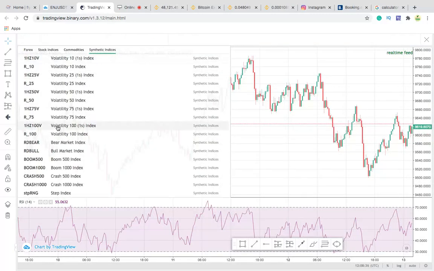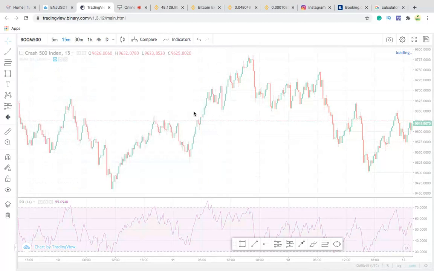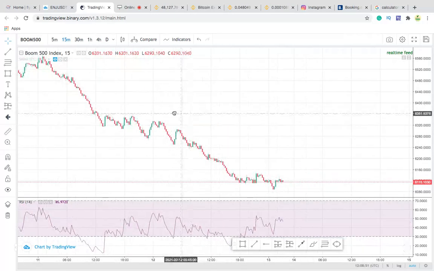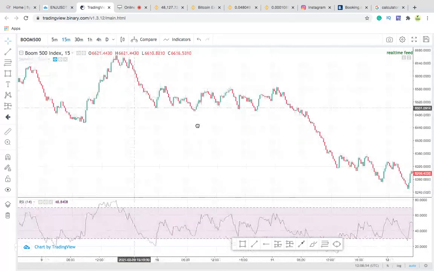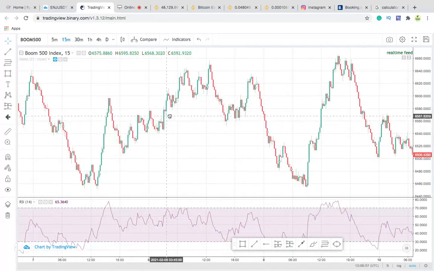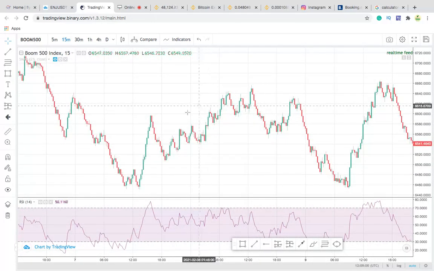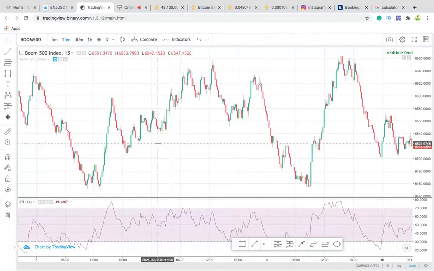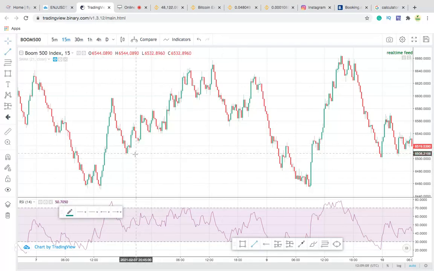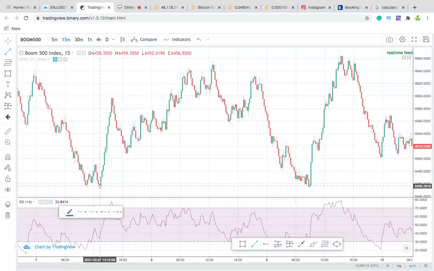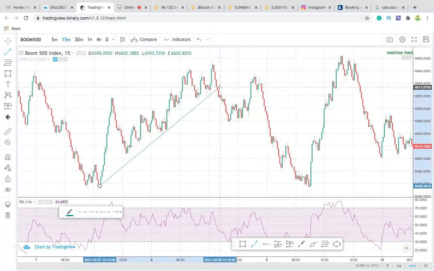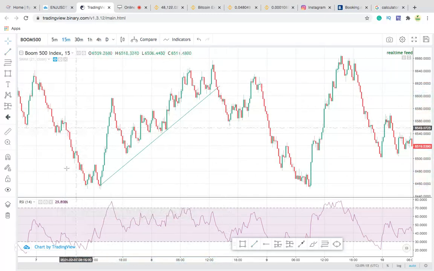Okay, now let's make use of, for example, Boom 500 in particular. So this is Boom 500 right now. Let me show you an example of what I mean. For instance, the market over here kept on making higher highs, as you can see here. The market kept on making higher highs.